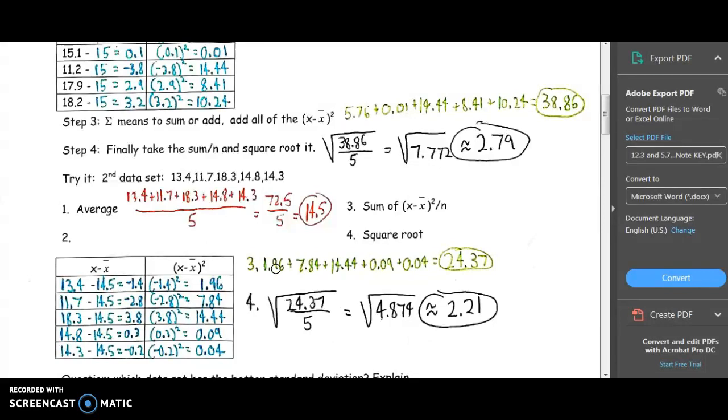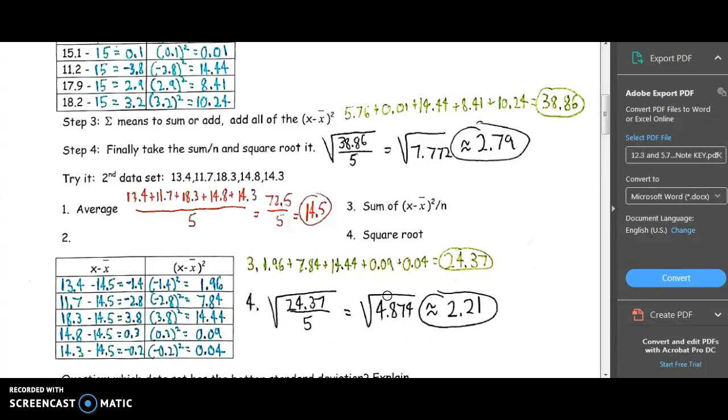If I add those 5 numbers together, 1.96, 784, 1444, 0.09, and 0.04, adding together the right side of that table should give us 24.37. Trying that again with the last step, I take that sum that I just found, 24.37, divide that by 5 because we have 5 data values, and we get 4.874. Finish by taking the square root of that, and we should get about 2.21 as our standard deviation.